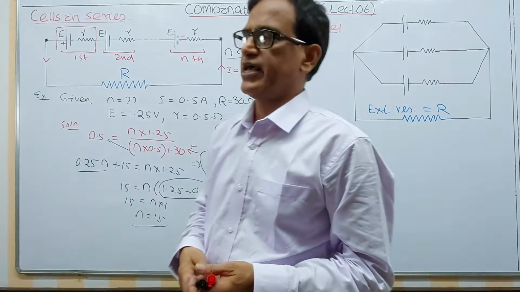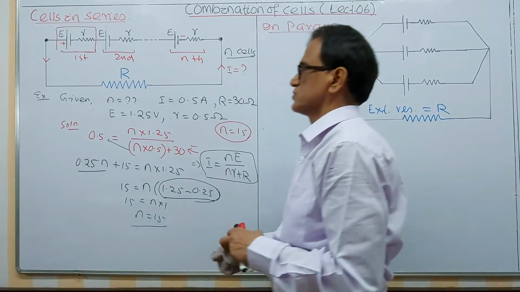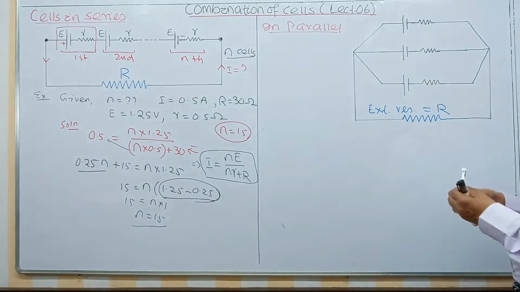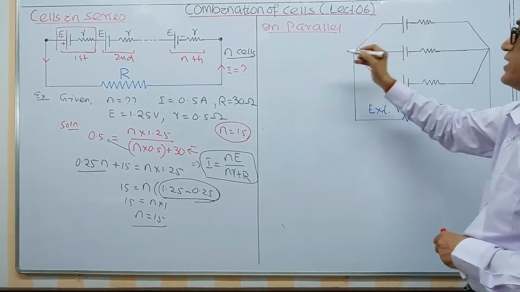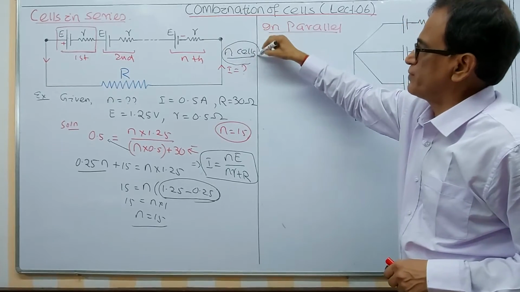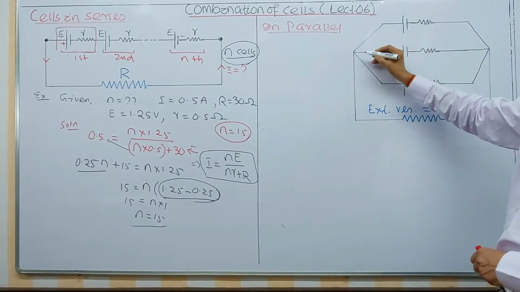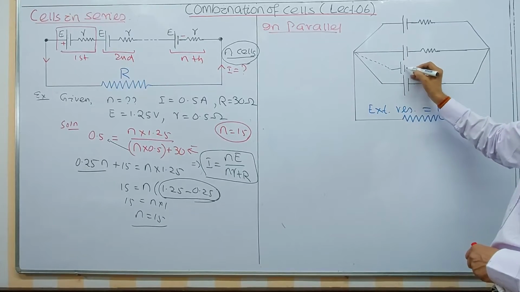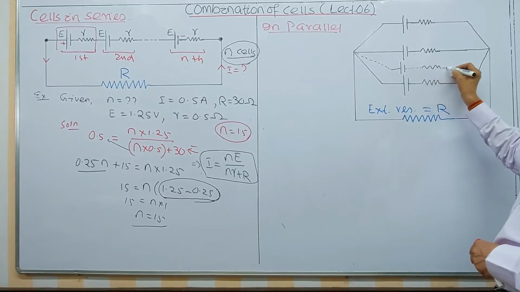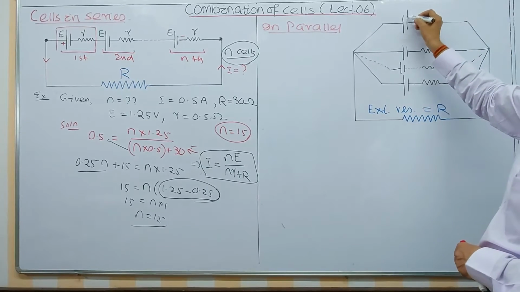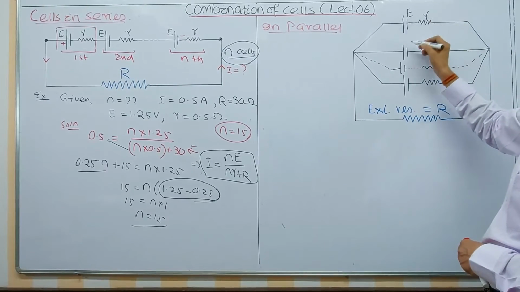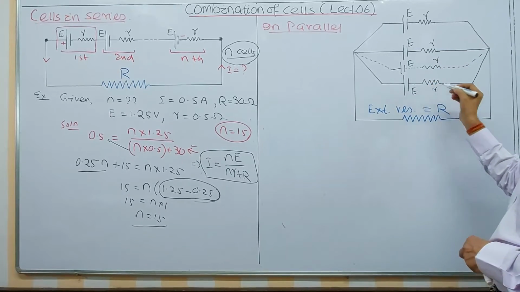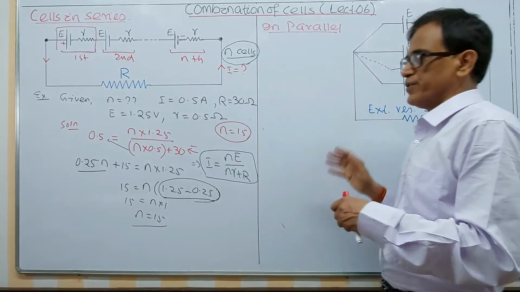Now we will consider cells in parallel. Now in parallel combinations, similarly, I have taken N cells. How many cells will I take? N number of cells. This is 1 cell, 2 cell. You can take another dotted line here so that one cell can be connected, with its internal resistance. There are a number of cells, each of EMF E and R, E and R, E and R, E and R.